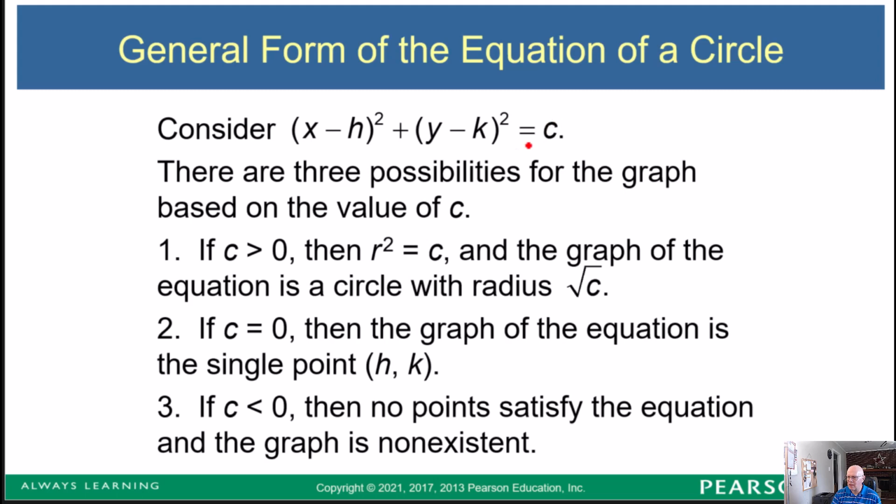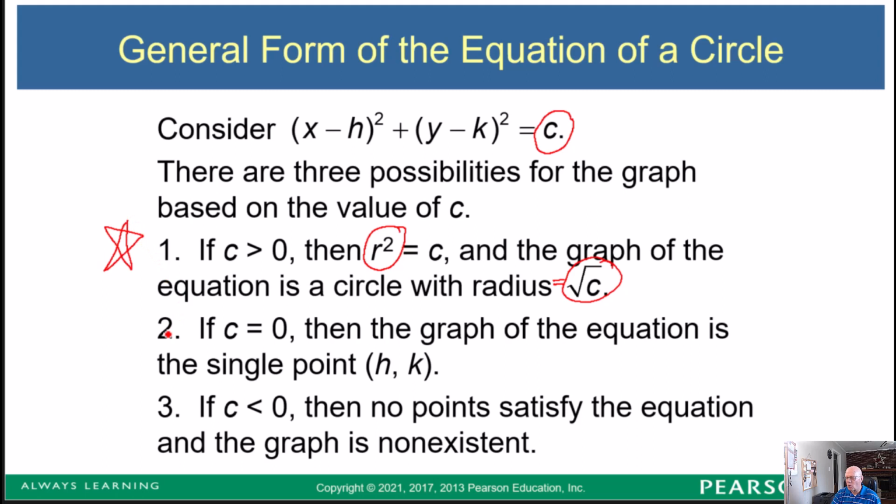So here's C. If C is greater than 0, like the ones we've been working with already, then R is going to be some positive number. We're in good shape. To find out what R is, we're going to have to take the square root of that, so it has to be positive. So there's the radius, and it's going to be a circle that looks like a circle. This is the one you are familiar with.